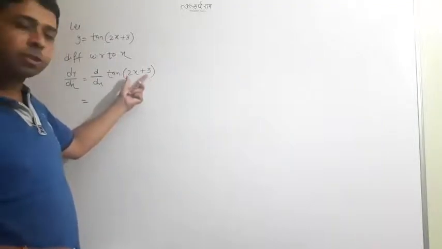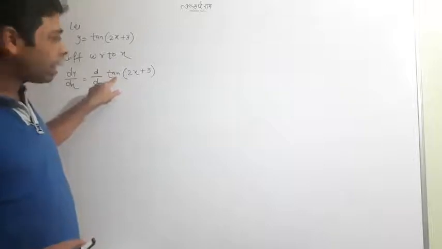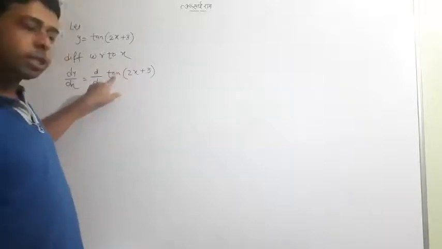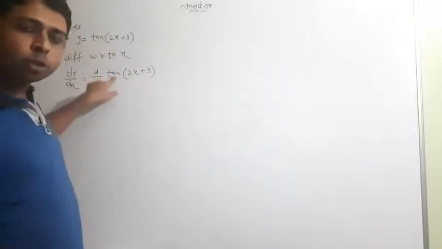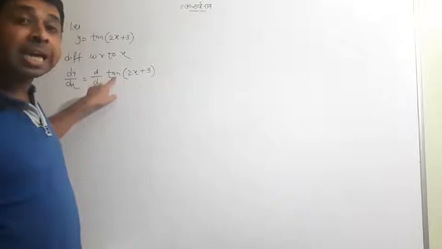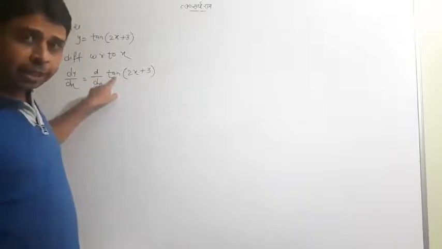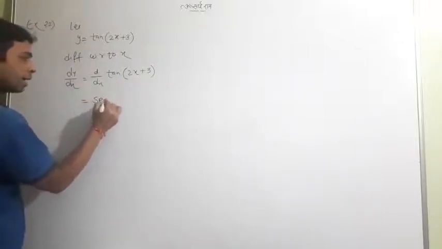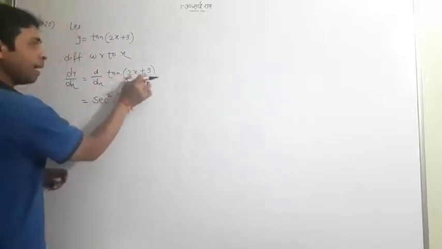Now first of all identify the chain. Tan x you know, but instead of x you have a 2x plus 3, meaning it is a simple chain. So first function is tan and second function is 2x plus 3. By the chain rule, first tan will be differentiated. What is the differentiation of tan? The differentiation of tan x is sec square x. So I would write the differentiation of tan is sec square. Don't write x because this time the angle is 2x plus 3.